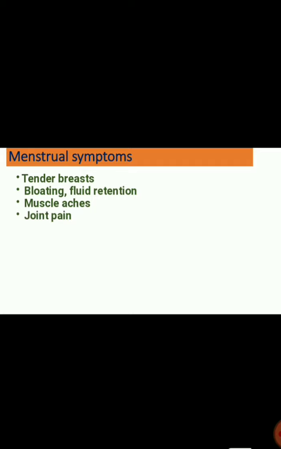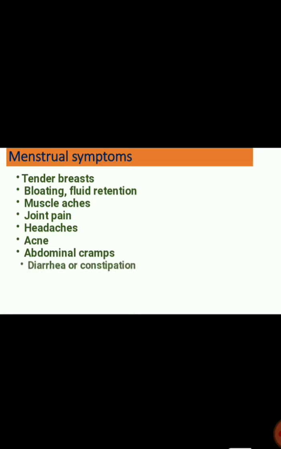Joint pain. She may complain of joint pain, headache, nausea, vomiting, irritability, depression, migraine, mood swing, acne, abdominal cramps. These are menstrual symptoms. Then she may complain of diarrhea or constipation, lower back pain and disturbed sleep.